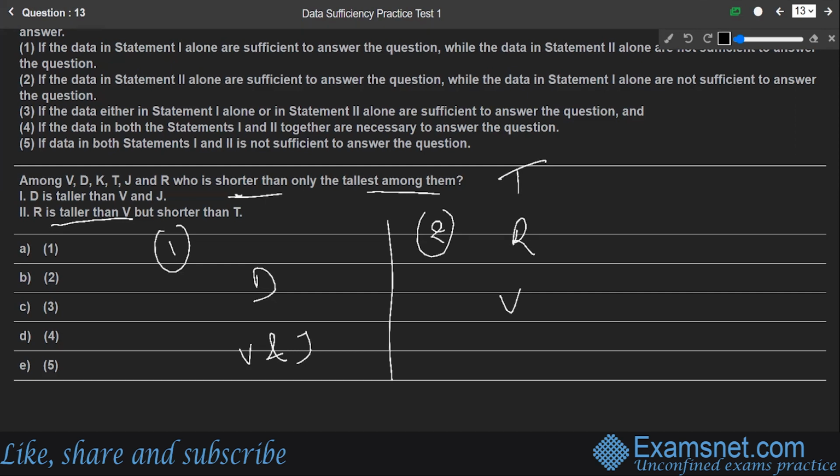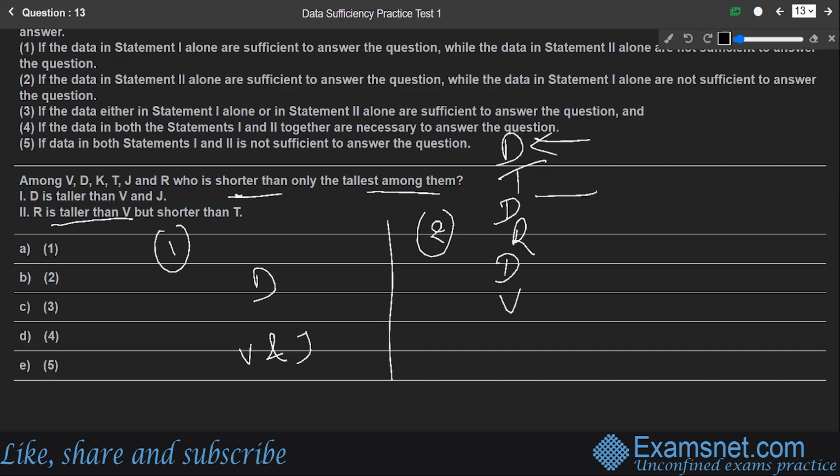If we combine the information together, what's going to happen? They are saying D is taller than V and J. But D can come anywhere. If we combine, D can come here also, and here also. Okay, it has to be over V and J, so D can come anywhere.